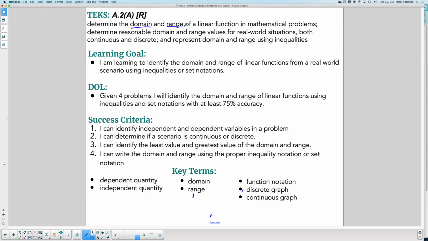What's different today is we're going to look at real-world problems, meaning they're going to be like stories. And we're going to figure out what the domain and range is from a story rather than just a graph, like we did last class, okay? So you can look through this. That's what we're learning to do. We're learning to identify the domain and range of linear functions in real-world problems today. So with that, let's get started.